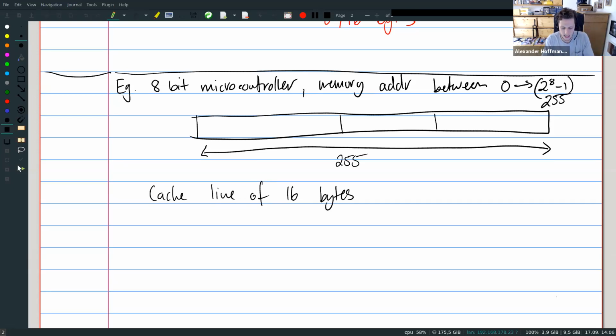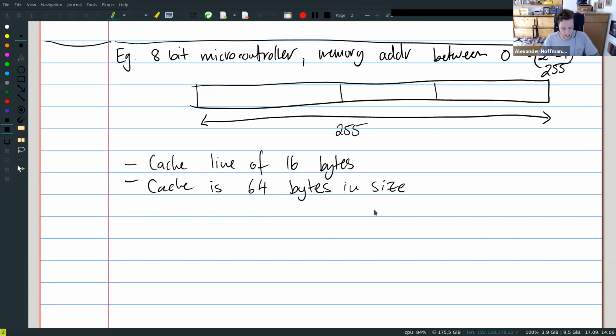Let me find an example of the sort of value that... yeah, okay, that's a good one. So let's just say a cache line of 16 bytes, and my cache is 128 bytes. Actually, let's make it even smaller so I can fit it on the page. Let's just say it is 64 bytes in size.